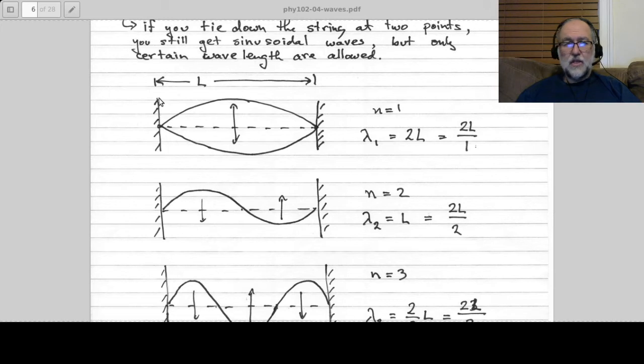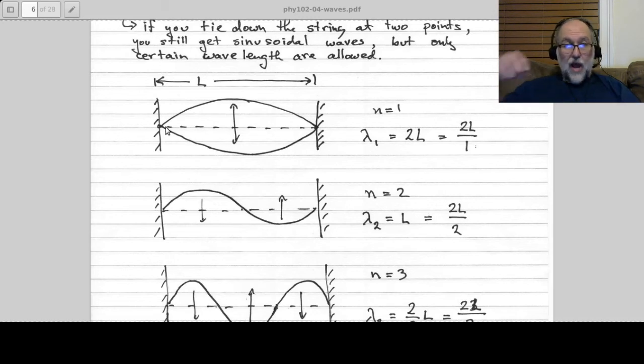This is usually the symbol given for a wall, with the hash marks. So this doesn't move. It's a fixed wall like that. And here's another fixed wall like that. In between there's a string, and the dashed line there would be equilibrium. So the dashed line is where the string would be if I don't pluck it.